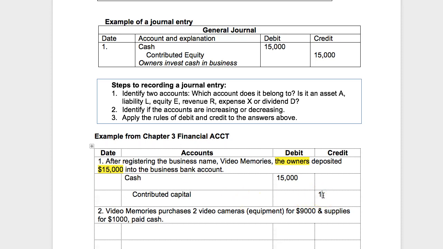So here is our answer. We have the debit first and the number in the debit column. Underneath is your credit and the number in the credit column.